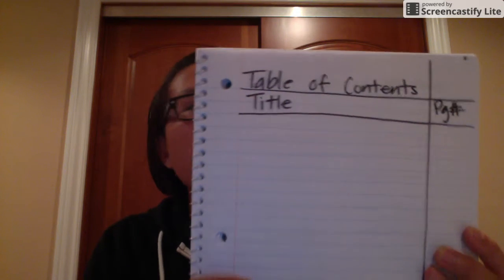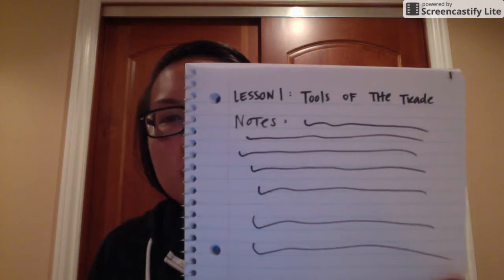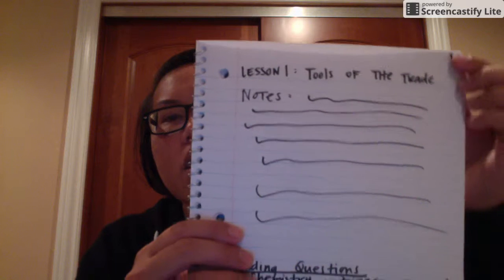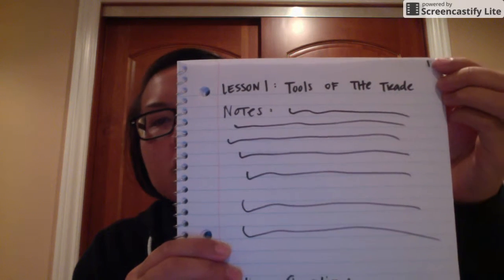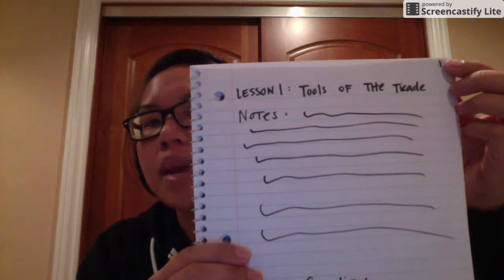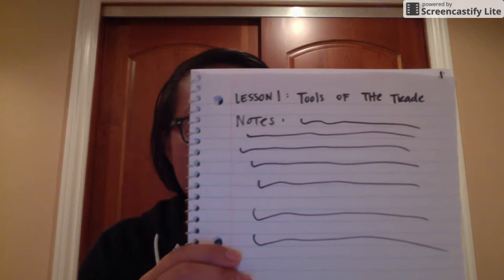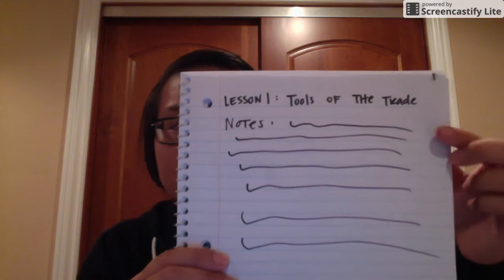So after your table of contents, you're going to start with lesson number 1. And notice that on the top corner, I have the page number listed. So this way I know that lesson 1 is on page 1. And for each reading that I have you do, they're all sectioned off by lessons.